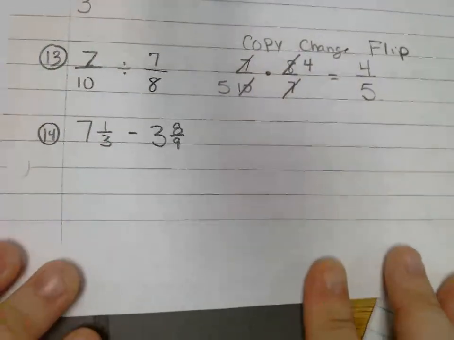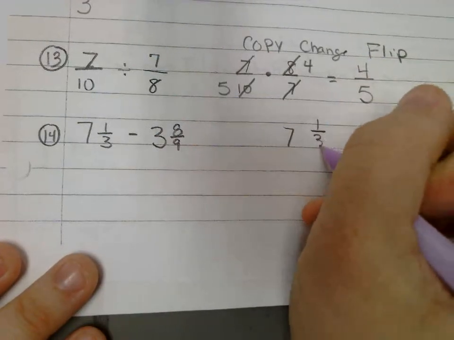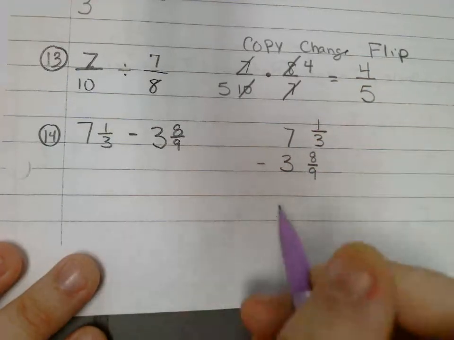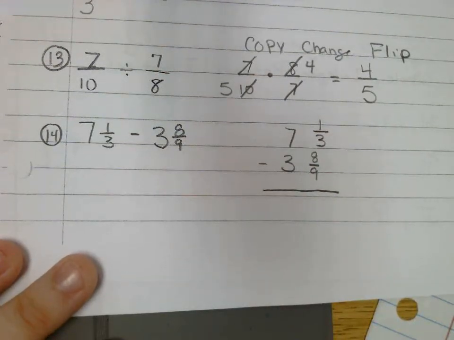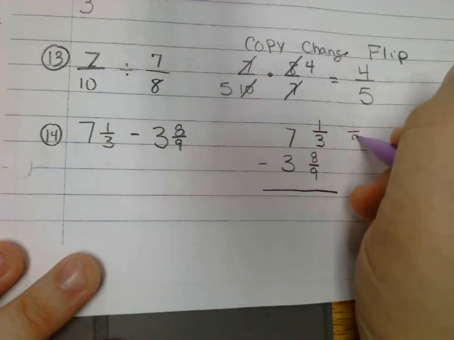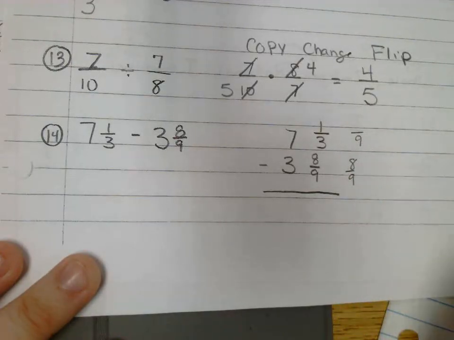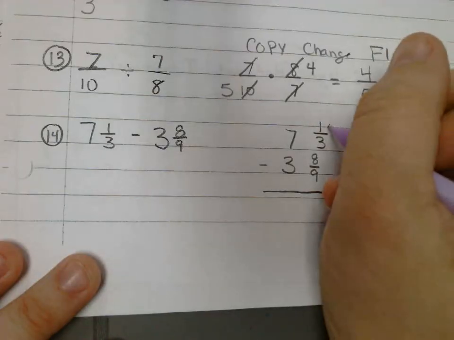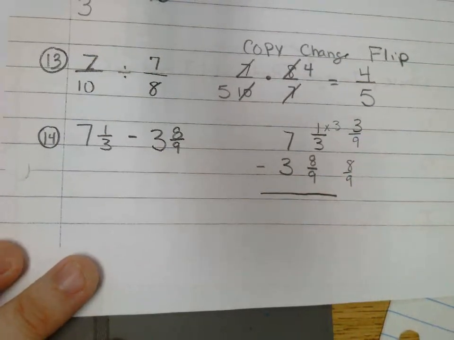In number 14, I have 7 1/3 minus 3 8/9. So in order to subtract these fractions, what must I have first? Common denominator. What is my common denominator? 9. So 9 and 9. So that's going to stay 8. 3 goes into 9 how many times? 3 goes into 9 3 times. So I'm going to multiply this by 3. 1 times 3 is 3. So I have 3/9 minus 8/9.